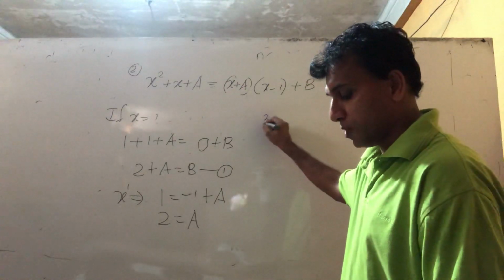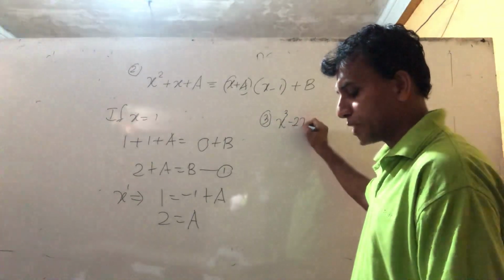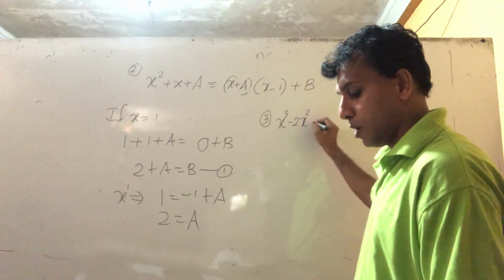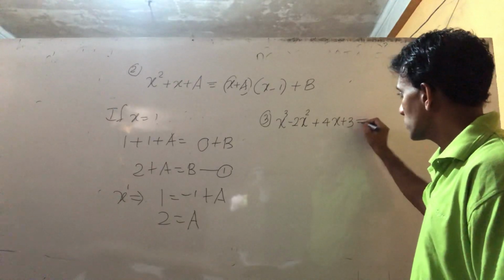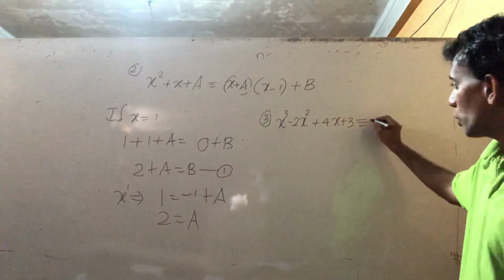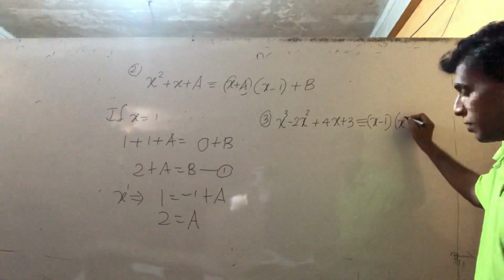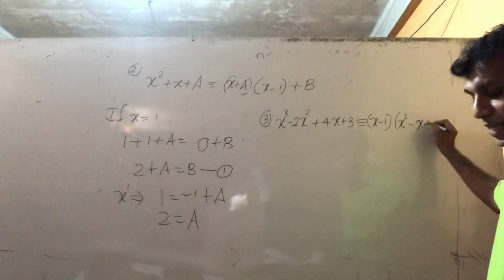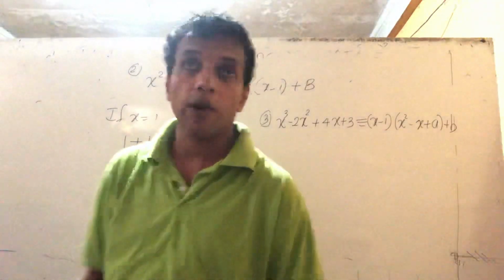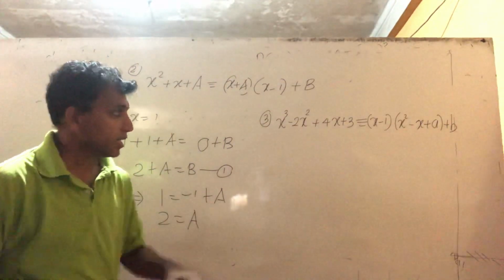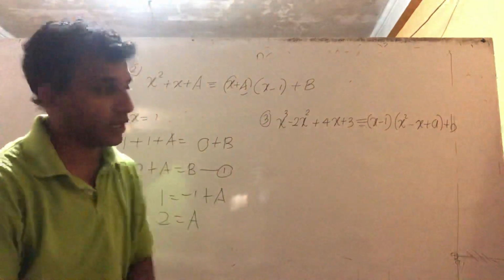See then the question, problem 3. x cube minus 2x square plus 4x plus 3 is identically equal to (x minus 1) into (x square minus x plus a) plus b. See, the useful problem: how to find this a and b answer. This is a cubic polynomial, therefore that side is also a cubic polynomial, right?